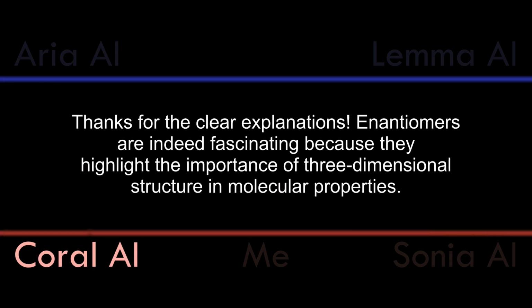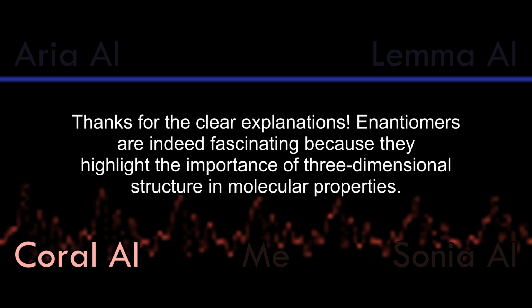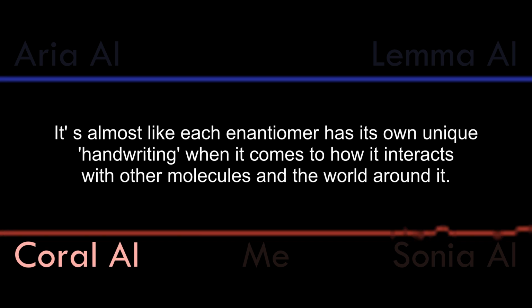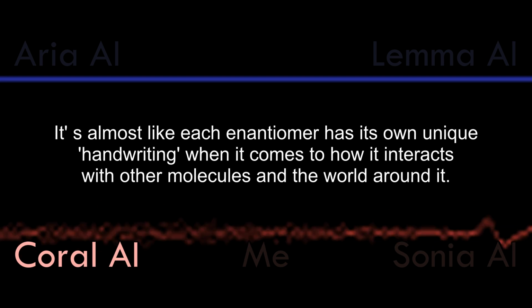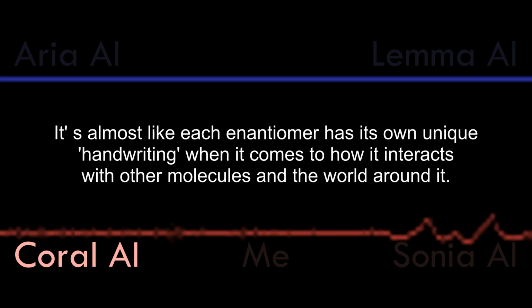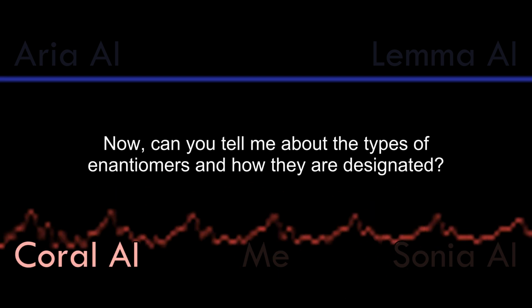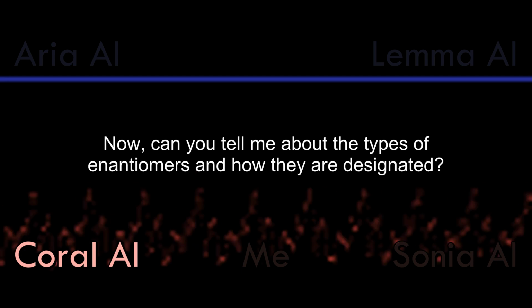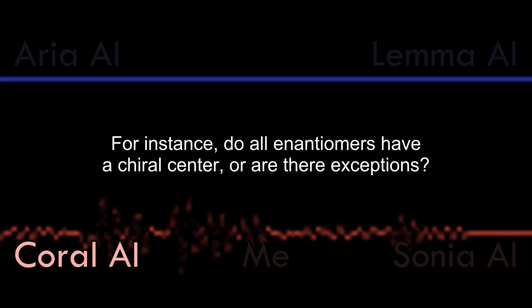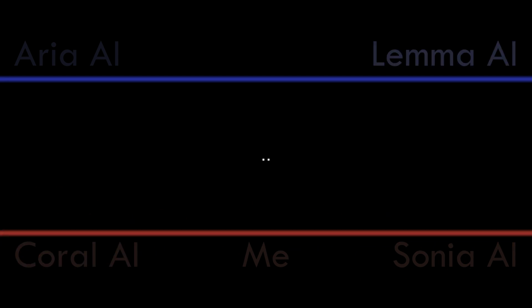Thanks for the clear explanations. Enantiomers are indeed fascinating because they highlight the importance of three-dimensional structure in molecular properties. It is almost like each enantiomer has its own unique handwriting when it comes to how it interacts with other molecules and the world around it. Now, can you tell me about the types of enantiomers and how they are designated? For instance, do all enantiomers have a chiral center, or are there exceptions?